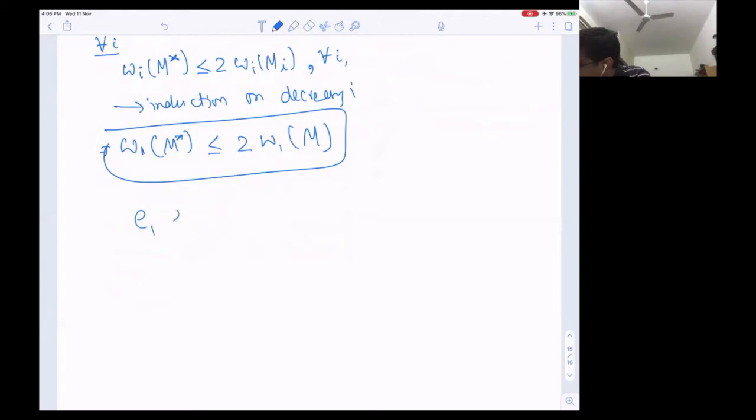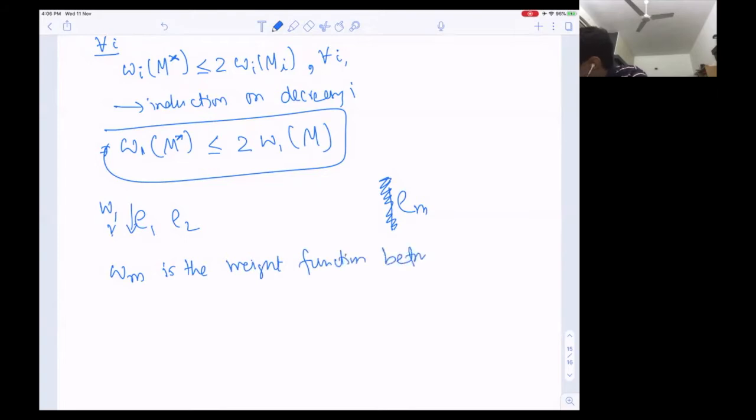So suppose I have E1, E2, up to EM. This is the order in which they came. So look at the last weight function, Wm. What is Wm? Wm is a weight function just before EM has come, because W1 is a weight function before E1 has come. So Wm is the weight function just before EM has arrived. Okay.